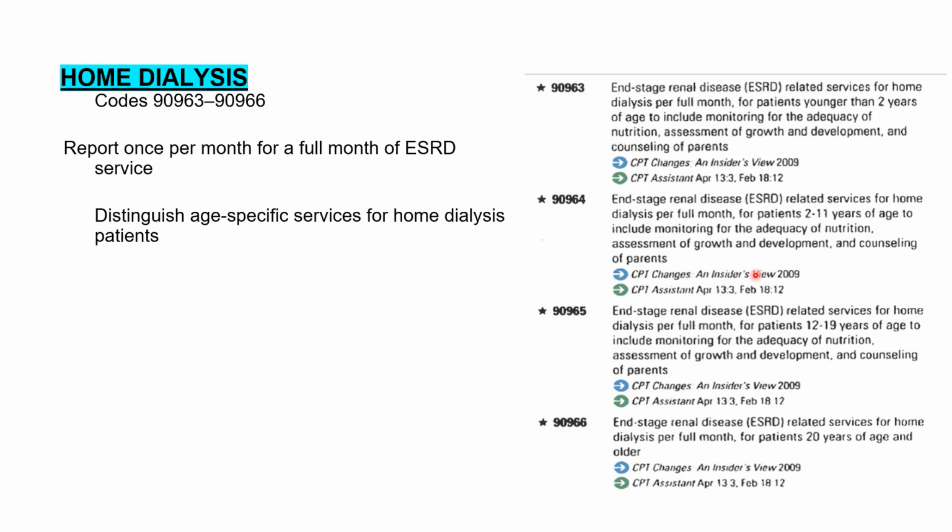These are again also the age specific code, but there is no face-to-face visit here, and this is once per month for the full month of the ESRD service. So all these are the home dialysis code. Again they are age specific code, and these we write once per month.